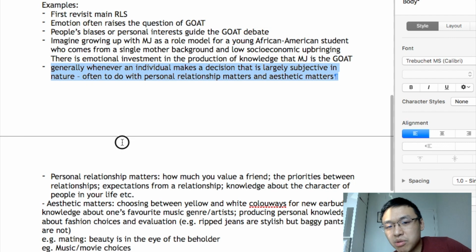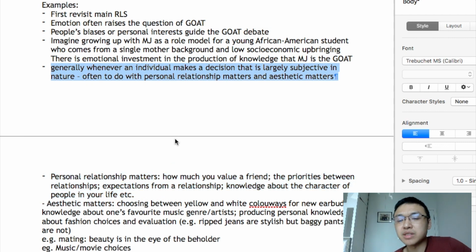Another example is when people make a lot of decisions that are subjective in nature. For example, what to wear, who to befriend, right? All of these decisions are highly subjective, and a lot of the time they are based on how people feel about certain things, right? So, for example, if you feel more comfortable with a certain person, you'll more likely befriend them, right?